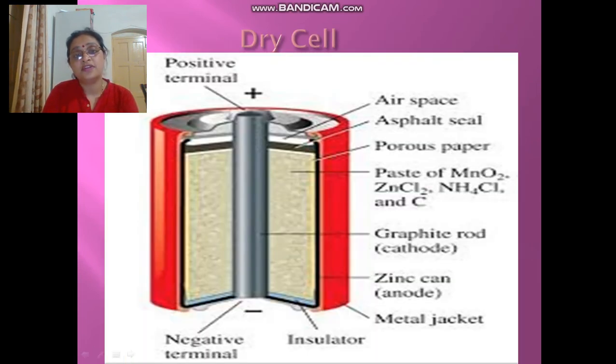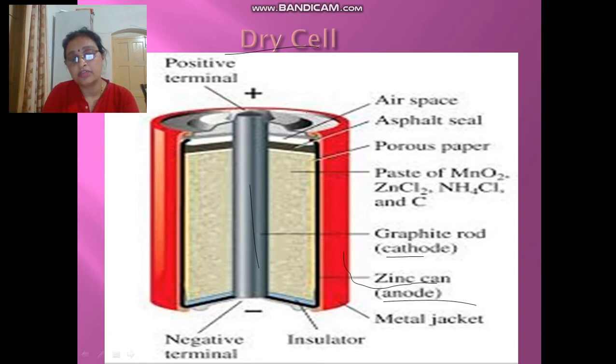Now this is an image of a dry cell, a primary battery. This is a primary one, that means used only once. This image shows the internal content of a dry cell. Here you see the outermost layer is made of zinc, which acts as an anode, and inside this jacket, inside this cell, a carbon rod is present. This carbon is graphite carbon and it acts as a cathode.